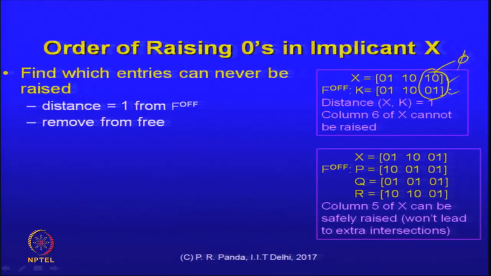If the distance is 1 from the offset, then you can't raise it, because that would lead to a non-null intersection with the offset. It is different at this point. It essentially is different because of that entry, and if that entry is raised to a 1, currently it is a null intersection, but it will lead to a non-null intersection. That is not allowed as part of the expansion process. So, if those implicants are at a distance of 1, then those corresponding entries because of which that distance is 1 are ones that we can throw out, we need not consider those entries.